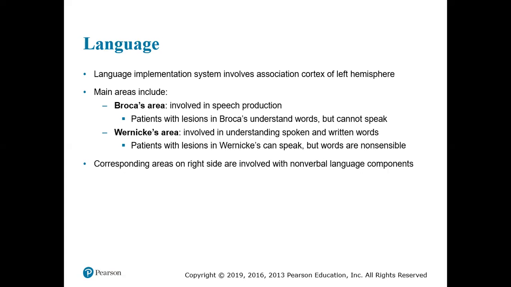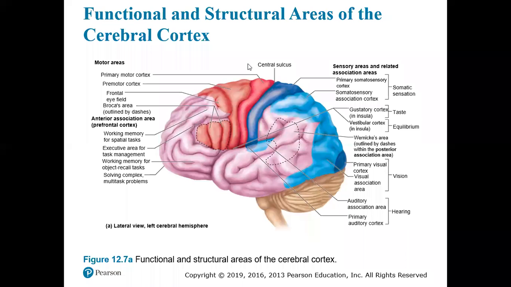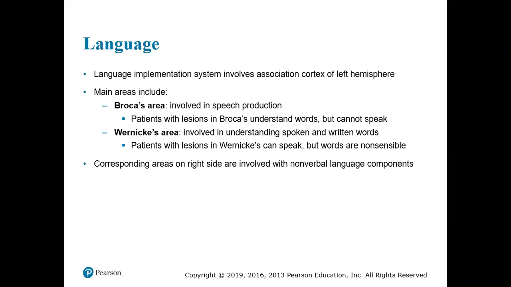Corresponding areas on the right side are involved with non-verbal language components. So in this picture, we can see a demonstration of Broca's area. And then more caudally in the brain, we have Wernicke's area. Broca's area, again, is for the ability to speak. Wernicke's area is the understanding or comprehension.